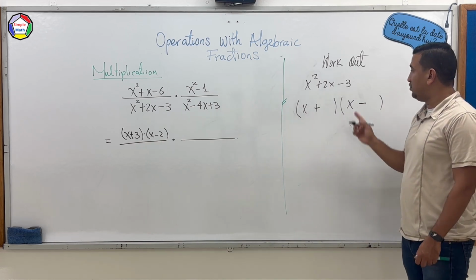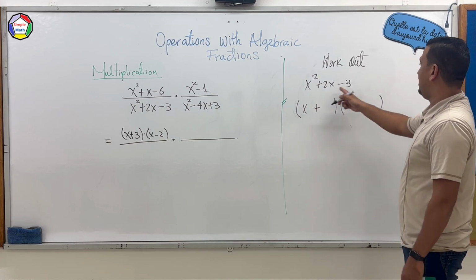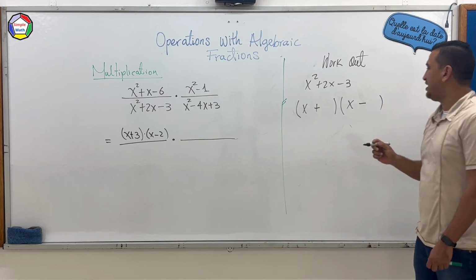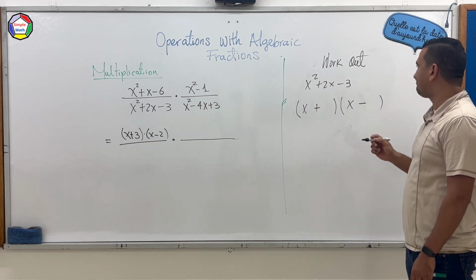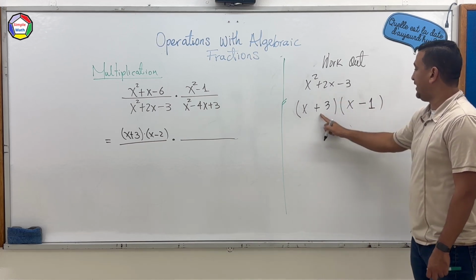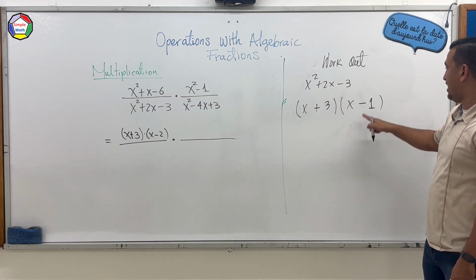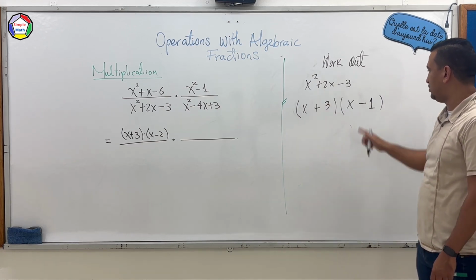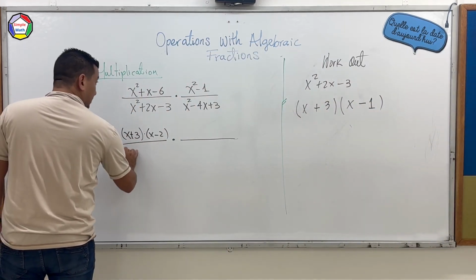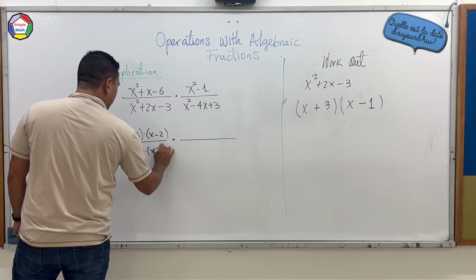Two numbers that when we multiply give me 3, and when we subtract the two numbers equal 2. 3 and 1. 3 times 1 is 3, and positive 3 combined with negative 1 gives positive 2. So this is the answer of this one. I'm going to bring the answer here: (x + 3)(x - 1).